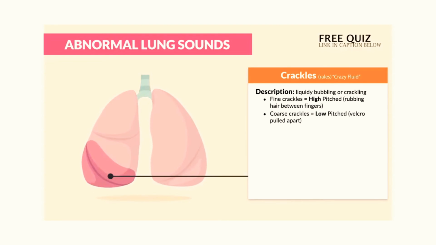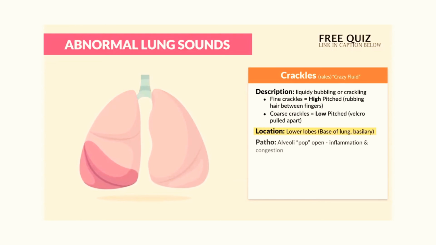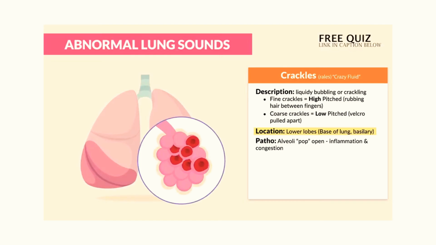And coarse crackles is that low-pitched sound, sounding like Velcro being pulled apart. Now the location of these crackles is typically in the lower lobes, or the base of the lungs, also called basilarity. And the patho is simple. It's basically the alveoli that are popping open from inflammation and congestion.